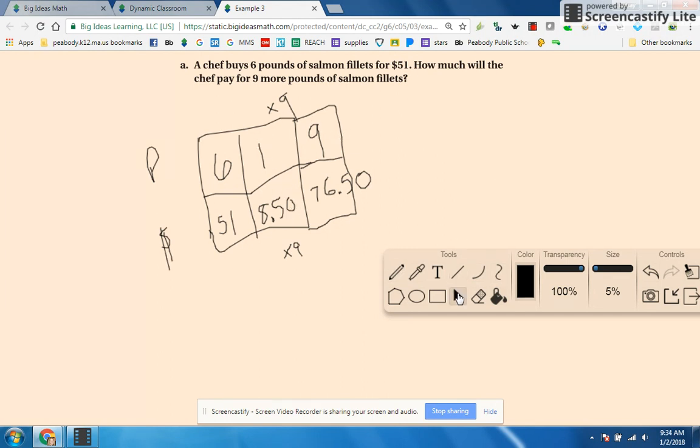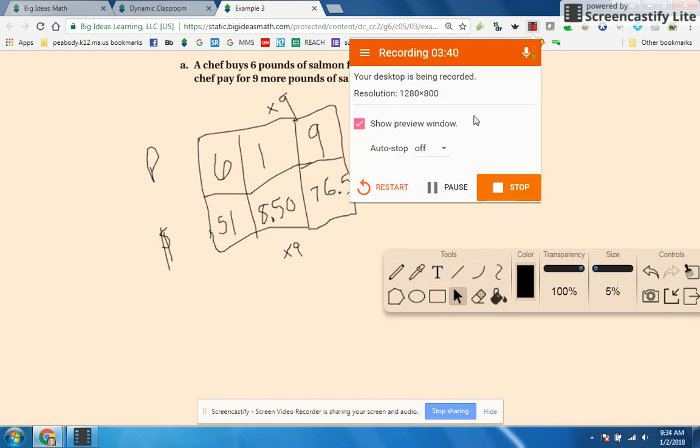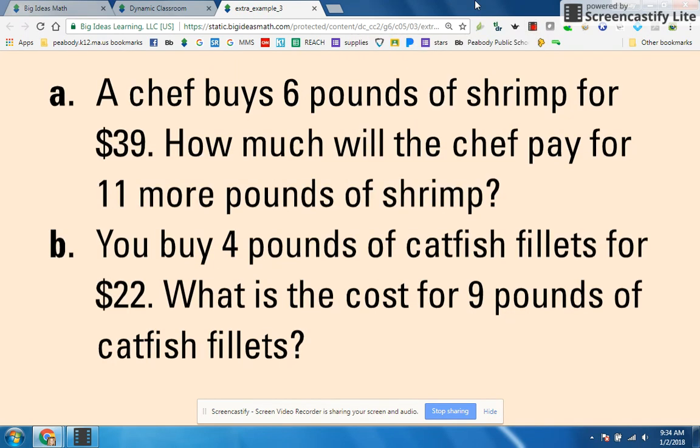Okay, so let me give you one to see if you guys can figure this one out. Okay, so I'm going to have you just do part A. It's the same thing. Start off with 4 squares, 6 pounds of shrimp for $39. Then they want to know how much will the chef pay for 11 more pounds. So 6 doesn't go into 11, so you're going to have to do the middleman. So see if you can figure out the unit rate and use it to solve how much for 11 pounds. So just do part A. This is the last one.